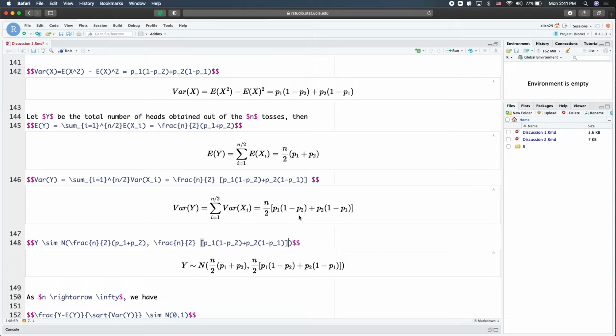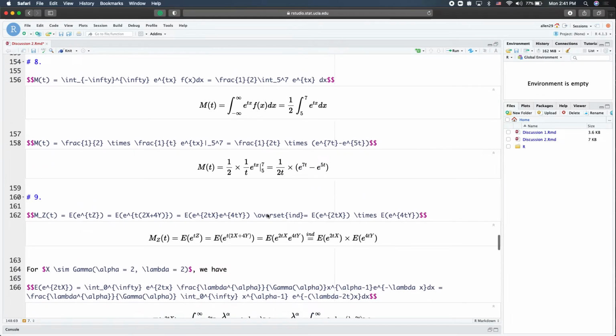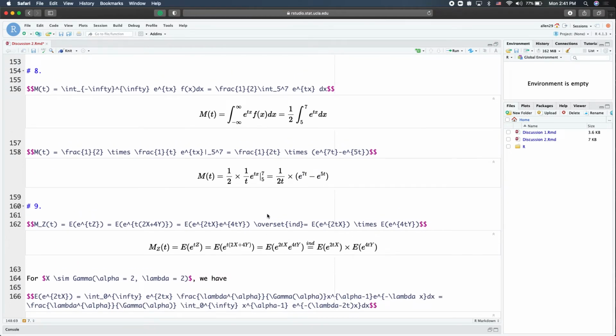Any questions or comments? Okay, then for question 8, it's a direct application of the moment-generating function. So E of e^(tX) multiplied by the PDF, where the PDF is the uniform distribution, or more explicitly 1/2. And basically we just solve this integral, and then you will find the expression for the uniform distribution ranging from 5 to 7.